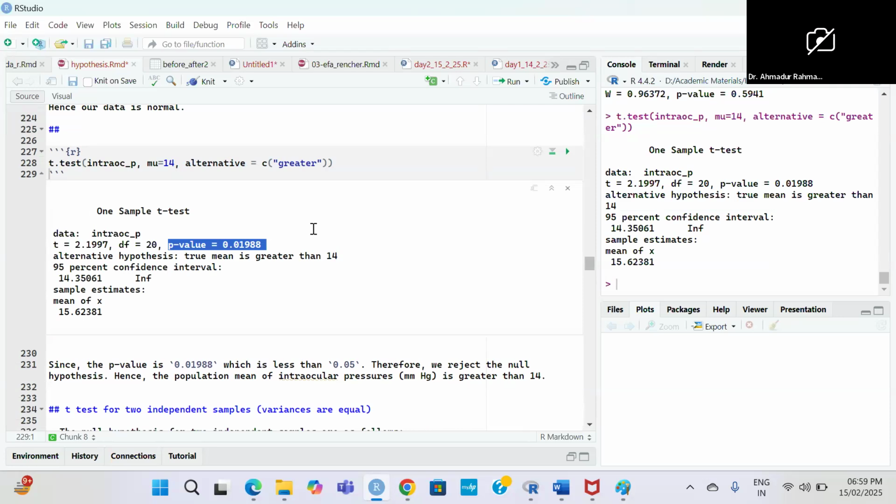See here, the p value is 0.01988. This value is less than 0.05. When the p value is less than 0.05, that means our test is significant. And when our test is significant, we reject the null hypothesis. When we reject the null hypothesis, that means the intraocular pressure of this population is greater than 14. Okay.